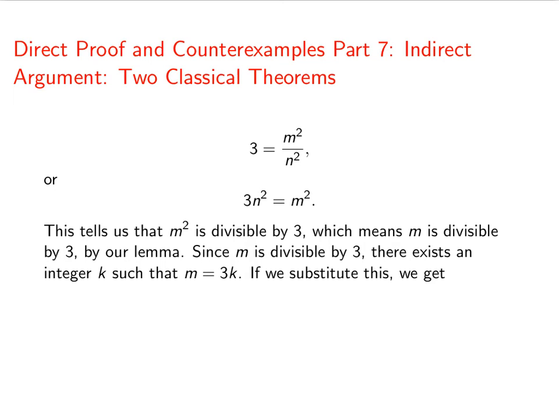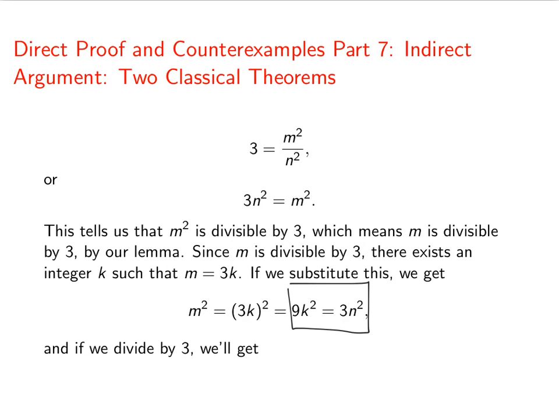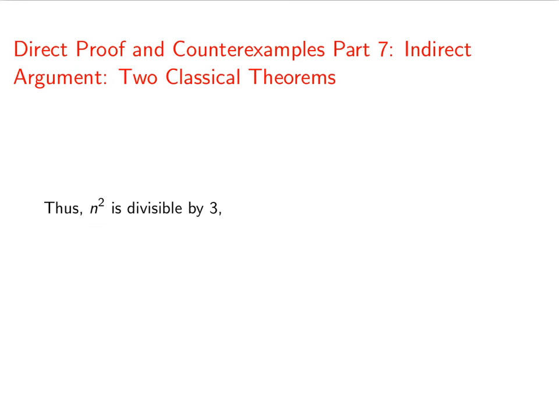All right, let's plug that in. So we'll get m squared is equal to (3k) squared, and that equals 9k squared. But remember that m squared was supposed to equal 3n squared. And so we'll divide both sides of this equation by 3, and we'll get n squared is equal to 3k squared. All right, what does that tell us? That tells us that n squared is divisible by 3, and our lemma then tells us that n is divisible by 3.